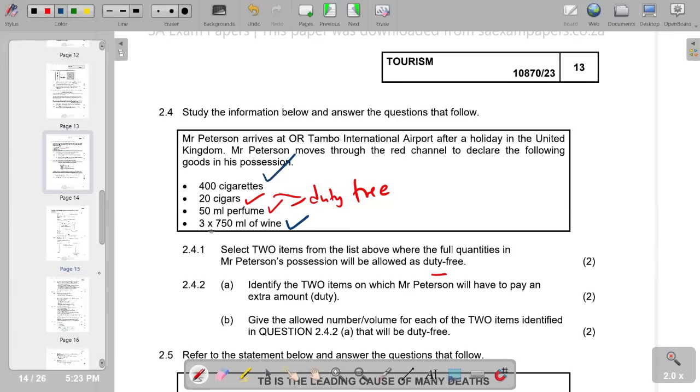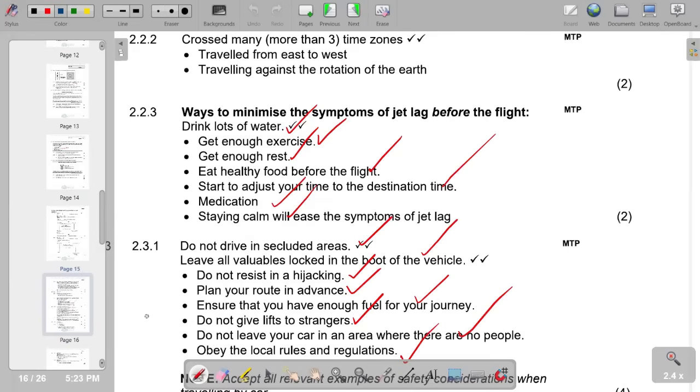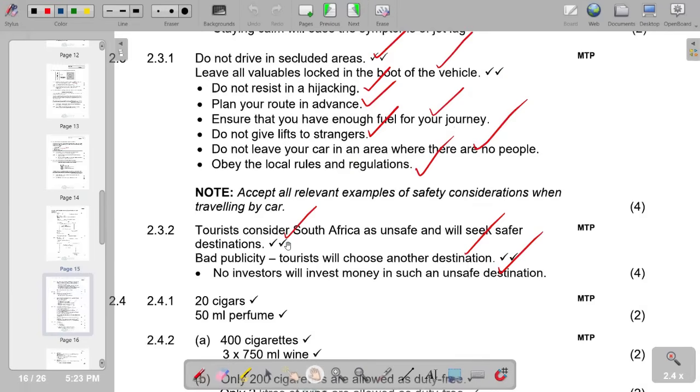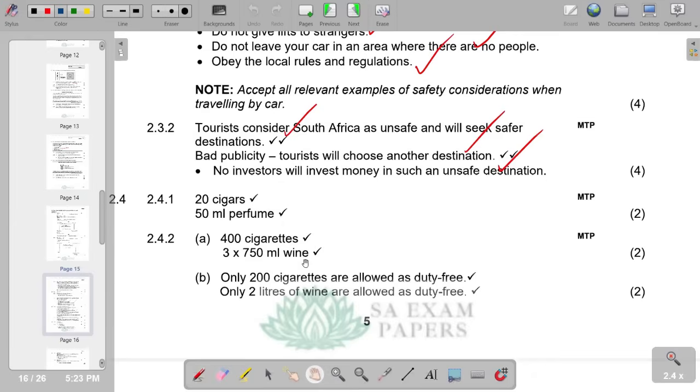So what is the required quantities on those ones? So you see that the quantities that we have is 400 cigarettes and 3 times 750 milliliter wine. So this is what we have. On the required quantities, we are saying, in terms of cigars and perfume, 20 cigars and 50 milliliter perfume.